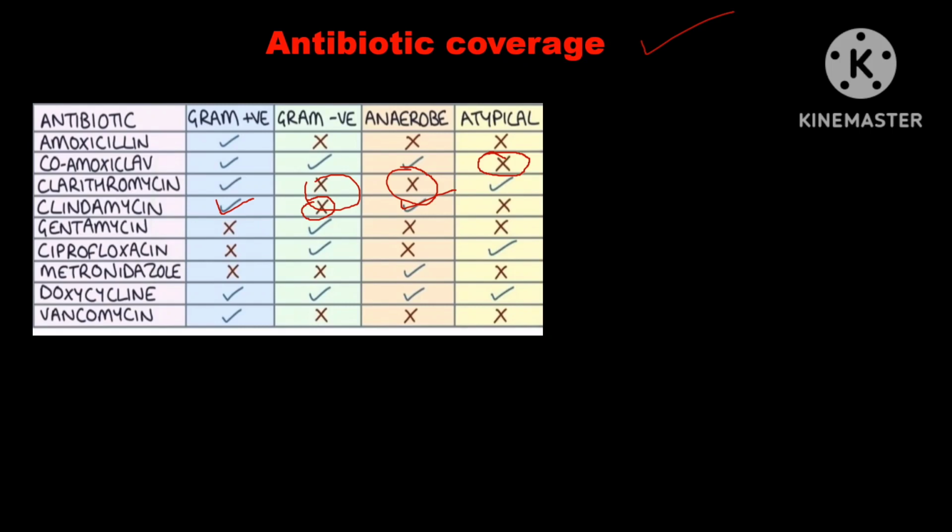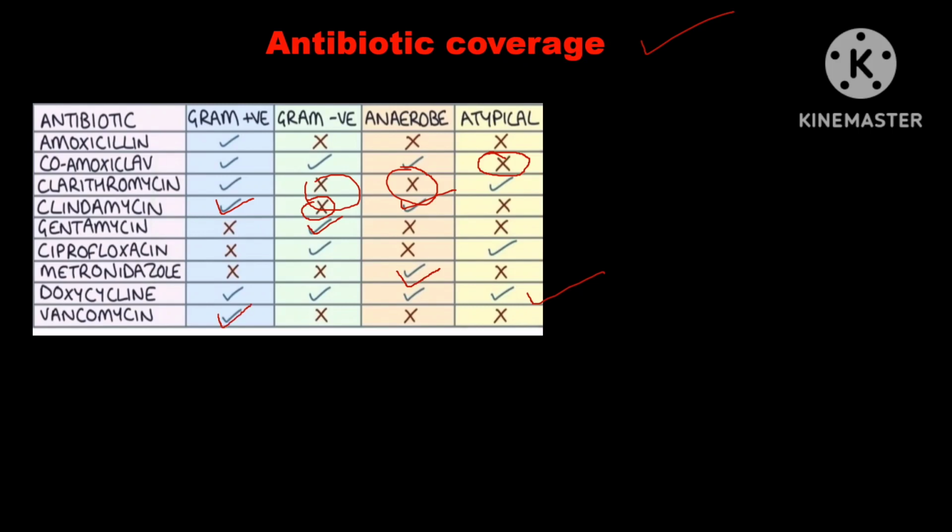Ciprofloxacin is sensitive only towards gram negative and atypical bacteria, the rest are resistant. Next, metronidazole is sensitive only towards anaerobic bacteria, the rest are resistant. Doxycycline is a broad spectrum antibiotic, sensitive towards almost all types of bacteria.